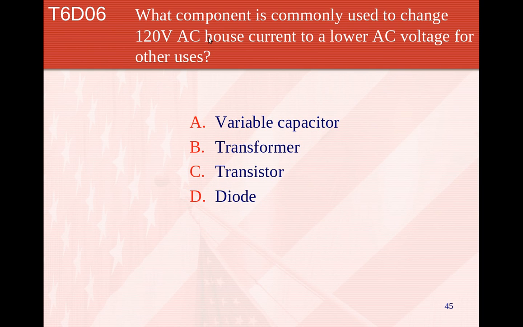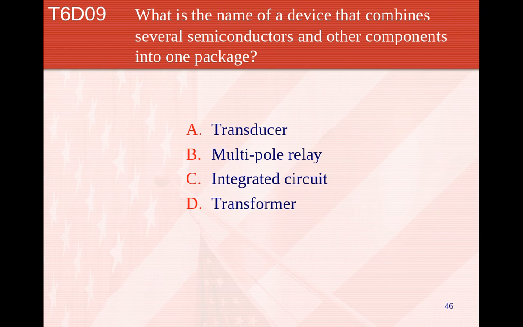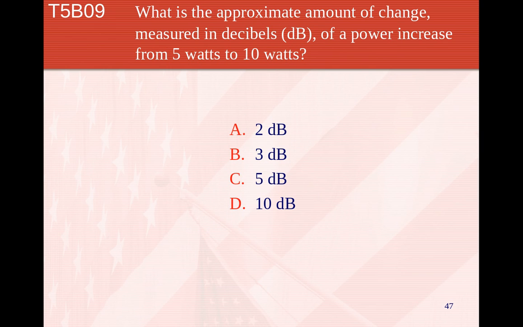What component is commonly used to change 120 AC house current to lower AC voltage for other uses? Transformer. What is the name of a device that combines several semiconductors and other components into one package? The integrated circuit. What is the approximate amount of change measured in decibels of the power increase from 5 watts to 10 watts? 3 dB. Plus 3 dB doubles, minus 3 dB cuts it in half.